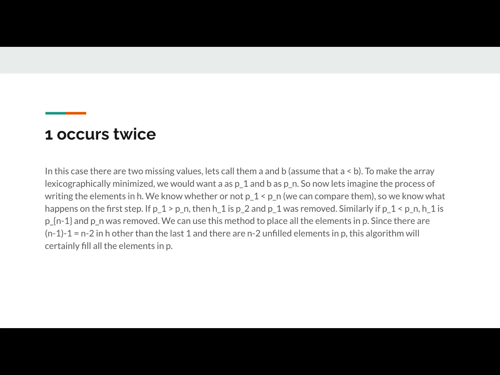So for instance, if P of 1 is greater than P of n, then we know that the first hint, h of 1, has to be the second element, P of 2. And we know that P of 1 was removed on the first step. And similarly, if P of 1 is smaller, then h1 is P of n minus 1, or the second-to-last element, and P of n was removed. And with this process, we'll always know what the first and the last element are, and we can simulate the entire process.